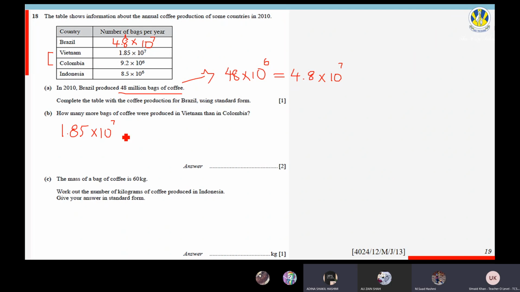Then you have minus 9.2 multiplied by 10 raised to the power 6. So now how will you subtract? You have different powers of 10. 9.2 will be subtracted from 1.85. Can you subtract 9.2 from 1.85? In the negative case, we will subtract 1.85 from 9.2.